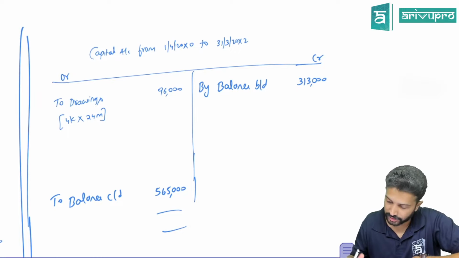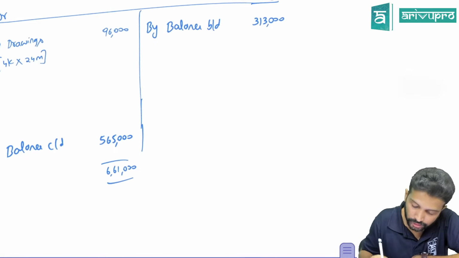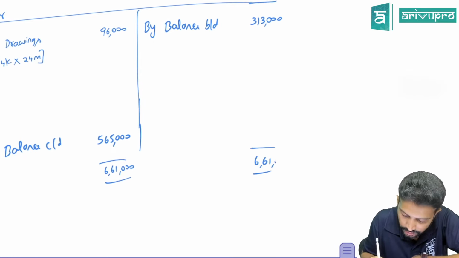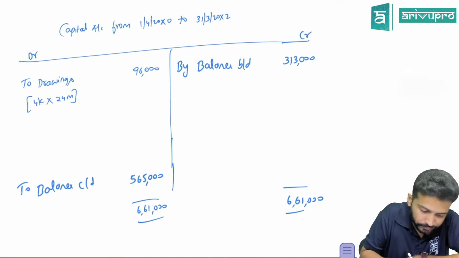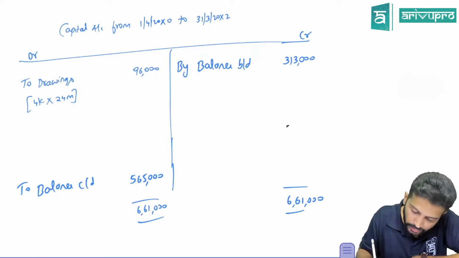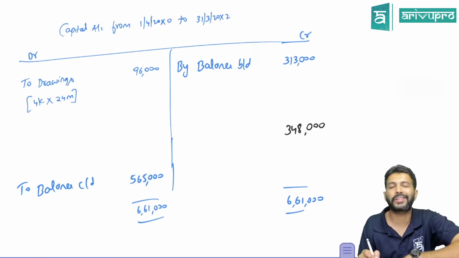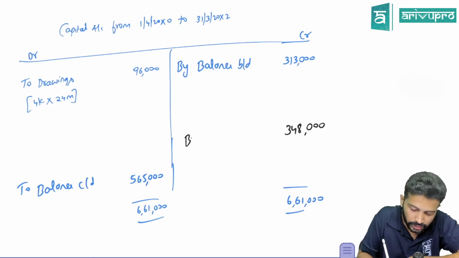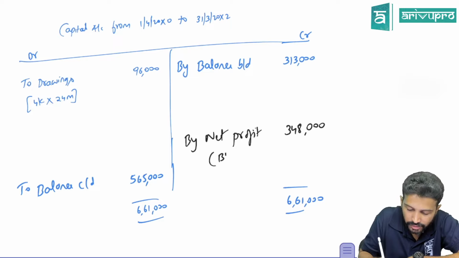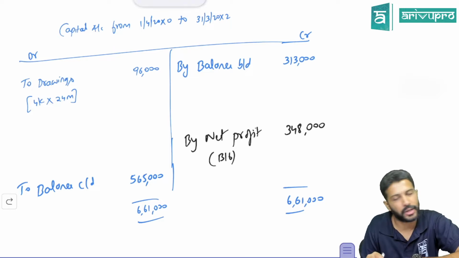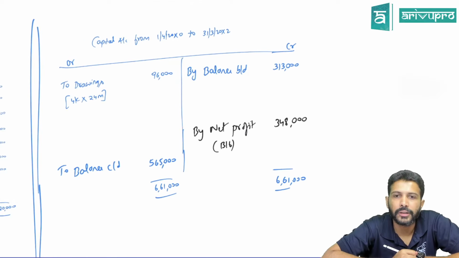Okay, do the total. 96 plus 565. This side is 6,61,000. That side also should be 6,61,000. The balancing figure you are getting is 3,48,000. What is that 348? Profit for 2 years. It is nothing but your net profit arrived as a balancing figure, and this net profit is, yes, of course, for 2 years.